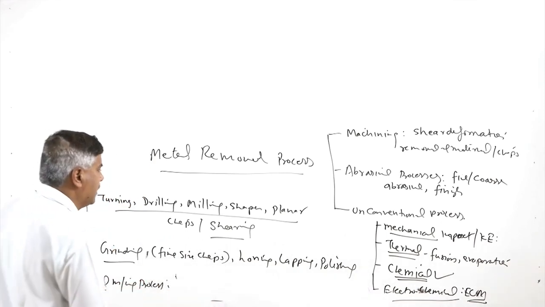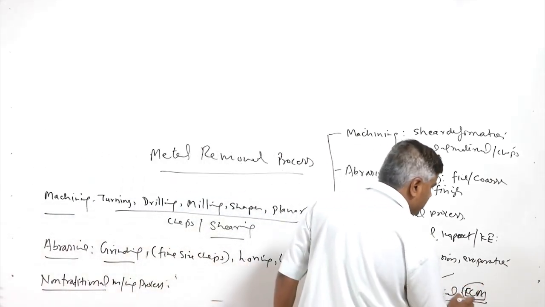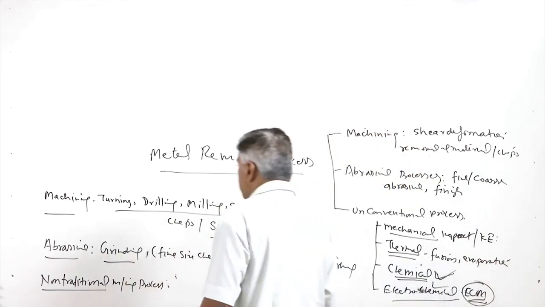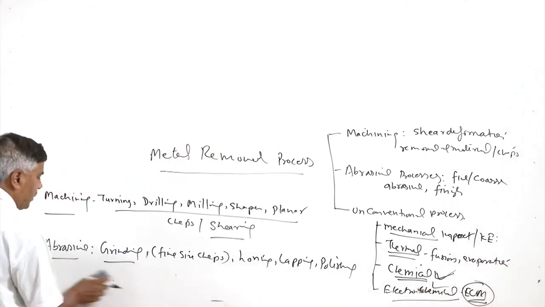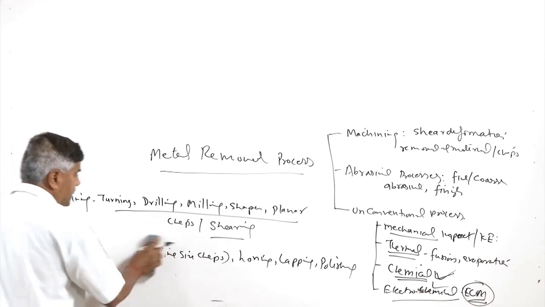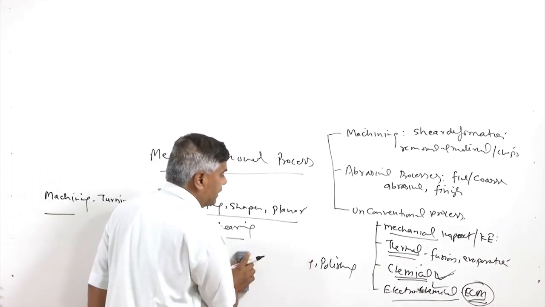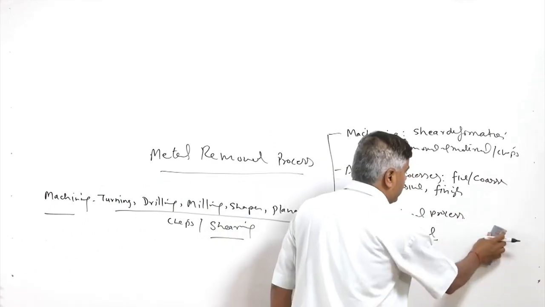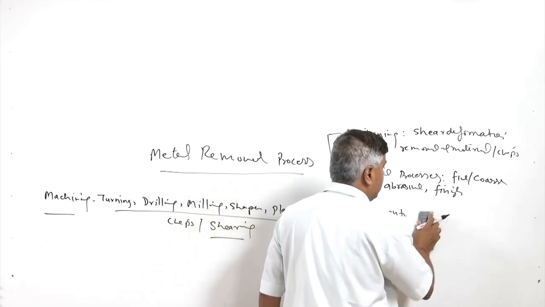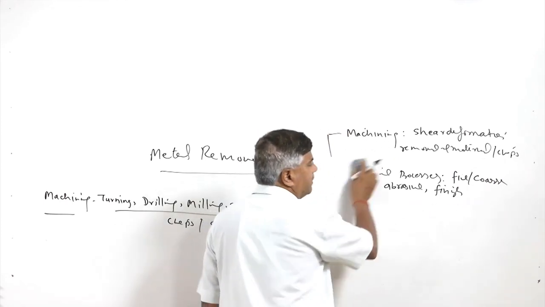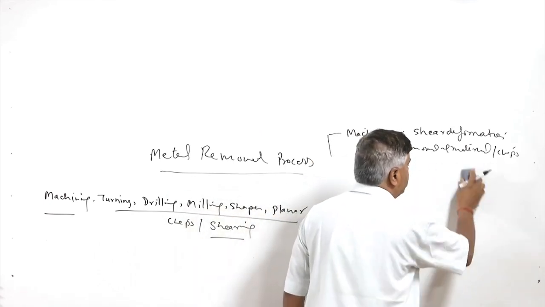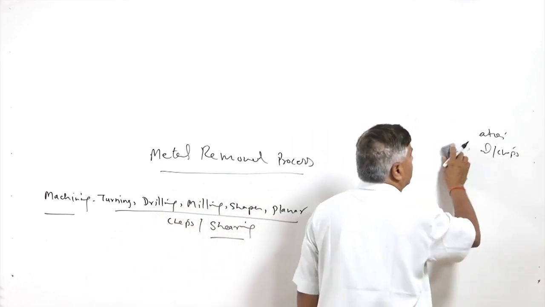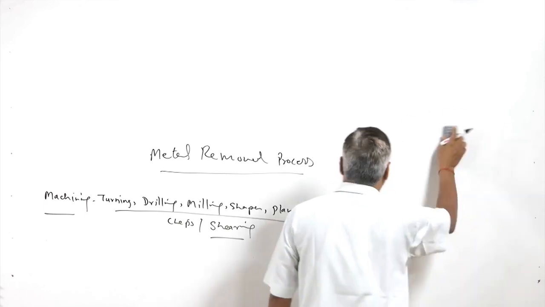Other processes like electrochemical machining, ECM, is another process which uses electrochemical reactions for removal of the material. These processes have a very wide range of capabilities in terms of tolerance as well as surface finish. The machining processes allow high metal removal rate and very close control over the dimensions and the surface finish. That is why the machining processes are of great commercial importance.